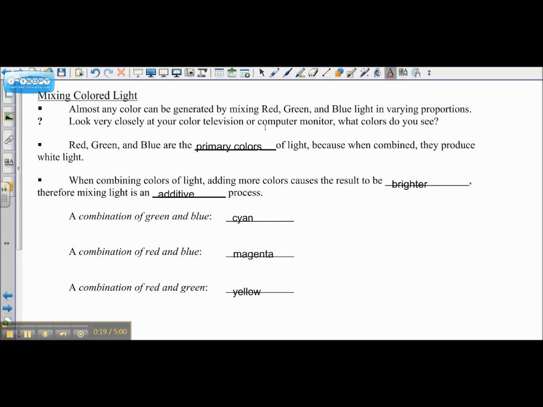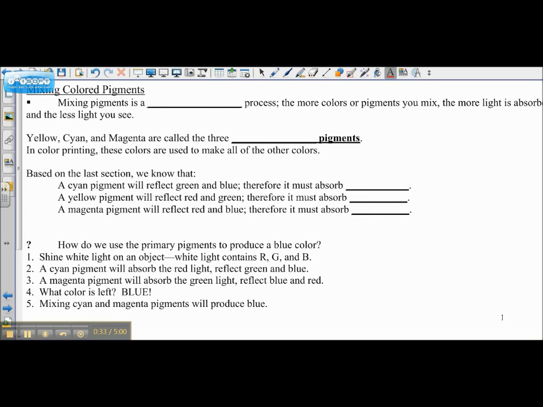So this is how you can take red, green, and blue in your television and form any color that you see on that television. It's because as you add them together, you get lighter and lighter until you get white light. So now let's talk about pigments.